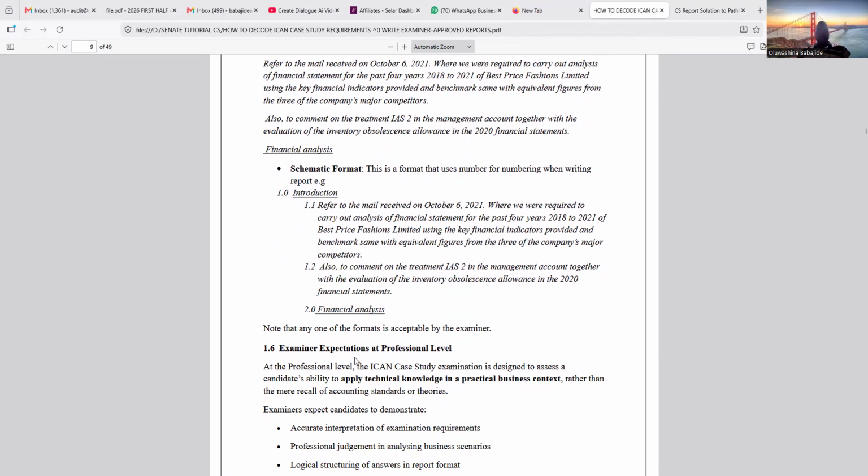Our next class will be examiner expectations at a professional level. What are the examiners expecting at the professional level? What are they even expecting from you as a case study student? That's what we are going to do in our next class.